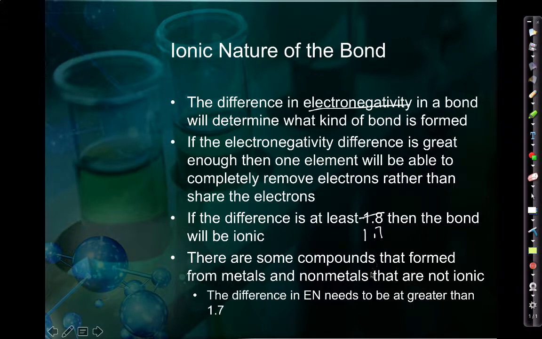Okay, so there are actually some compounds that are metals and nonmetals, and those bonds are not ionic because the electronegativity difference isn't great enough. They actually have more covalent character than they do ionic.